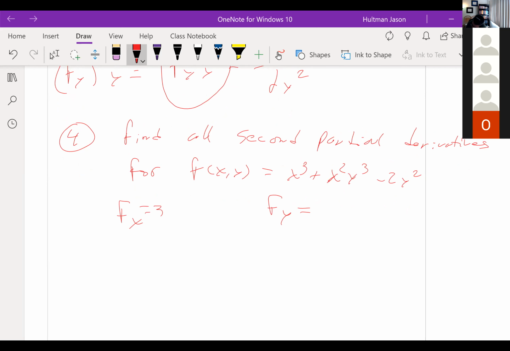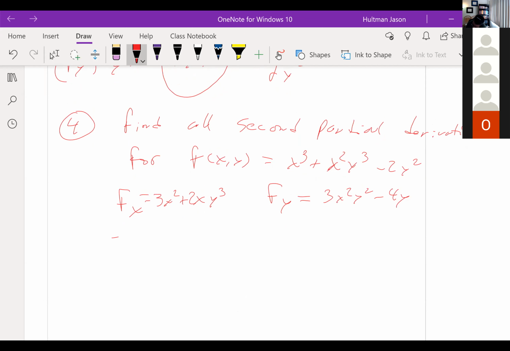Partial with respect to x, that's 3x squared plus 2xy cubed, right? I think we already did this one, but it's all good. And then f sub y is going to be 3x squared y squared minus 4y. Now let's do f sub x with respect to y. Fix this partial and only take the derivative with respect to y. That means the 3x squared here is a constant, and so we're just left with 6xy squared.